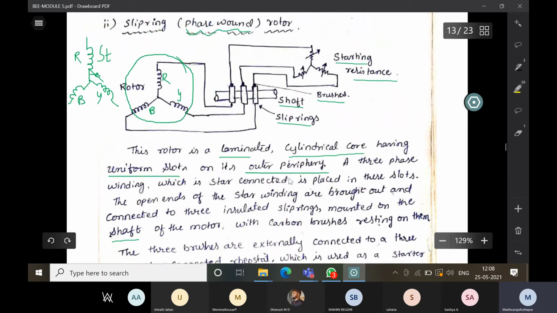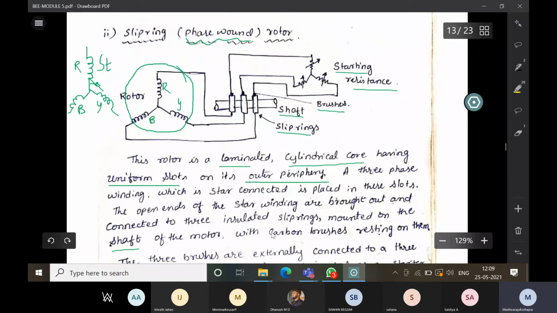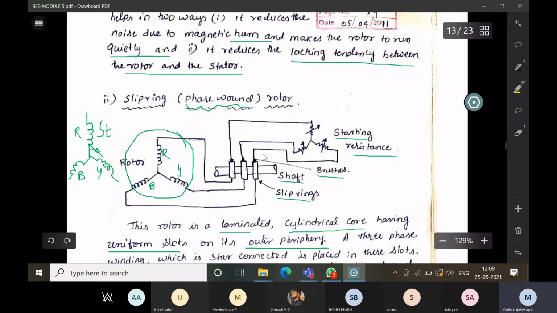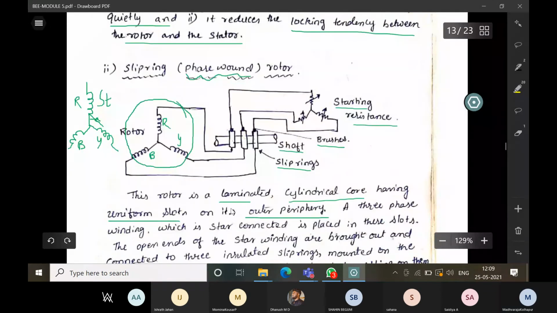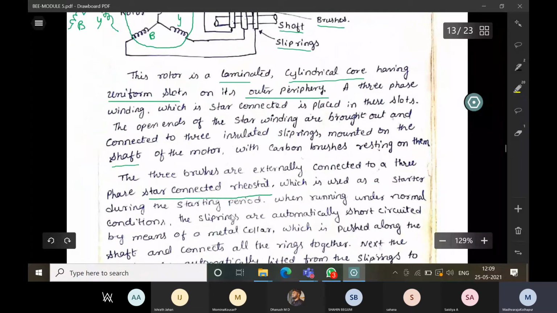These brushes are made up of carbon resting on the slip rings. The three brushes are externally connected to a three phase star connected rheostat. This is the starting resistance, also called a rheostat. Star connected means the three phase rheostat is connected in star, which is used as a starter during the starting period.